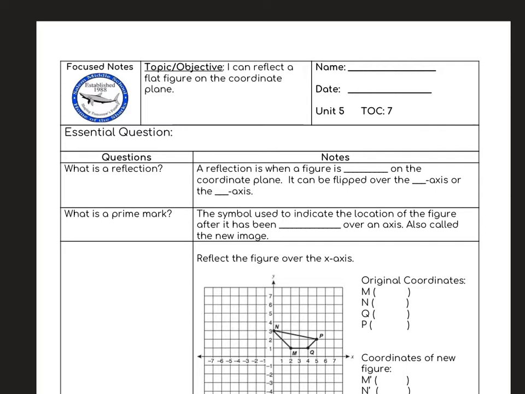So your essential question is: how, we can say 2D or we can say flat, how do I reflect a 2D figure on the coordinate plane?